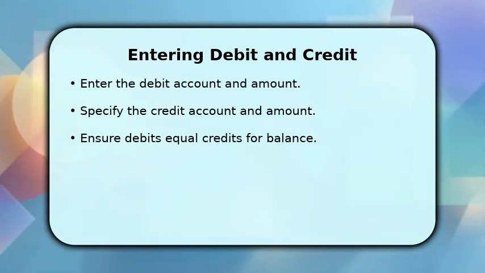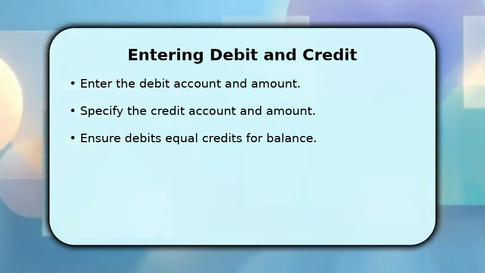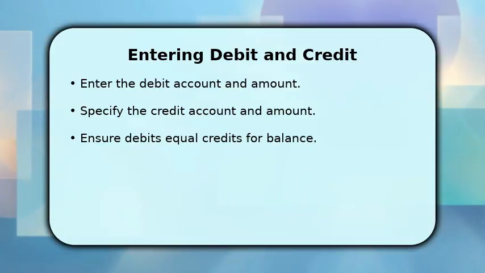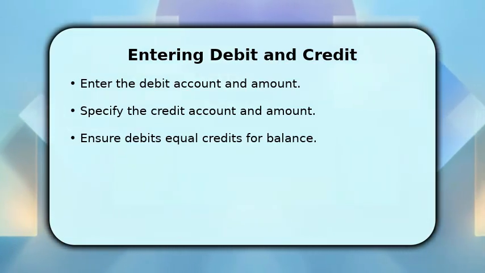First, select the ledger account to be debited and enter the corresponding amount. Next, choose the ledger account to be credited and input its amount. Remember, for every journal entry, the total debit amount must always equal the total credit amount. This fundamental accounting principle ensures your books remain balanced and accurate.